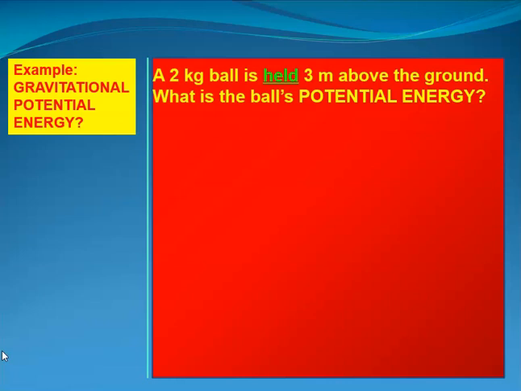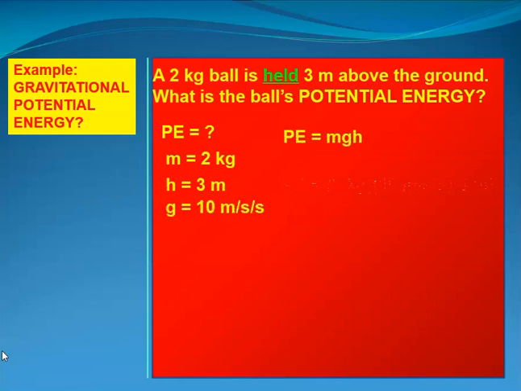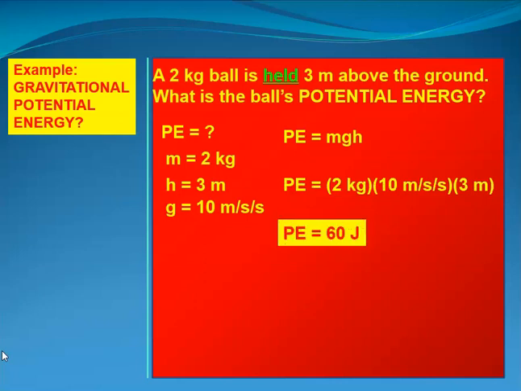Example of gravitational potential energy. A 2 kilogram ball is held 3 meters above the ground. What is the ball's potential energy? Well, you're looking for potential energy. The mass is 2 kilograms, the height is 3 meters, the gravitational acceleration is 10. So you simply plug in the numbers and you'd get a potential energy of 60 joules.